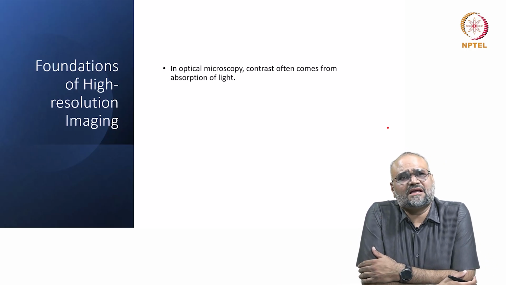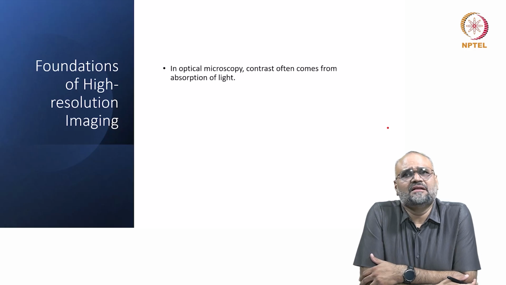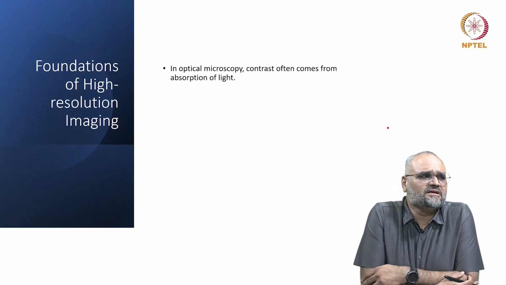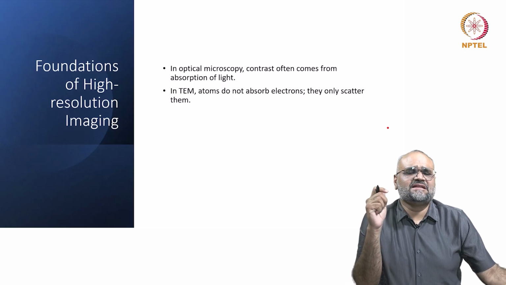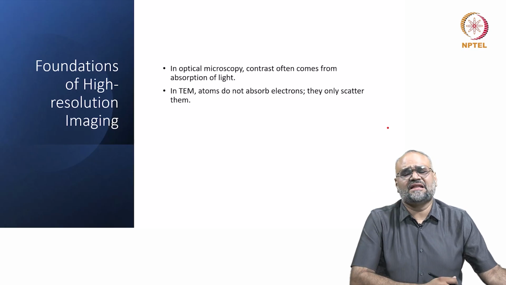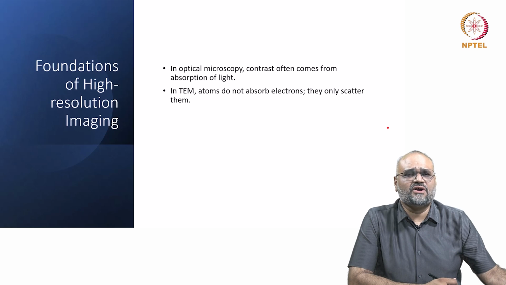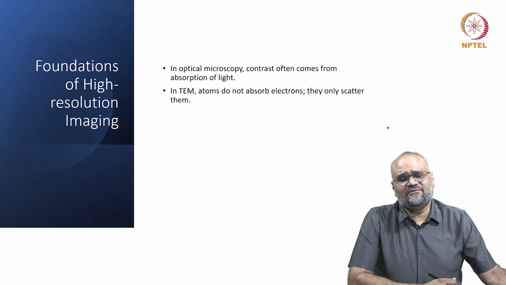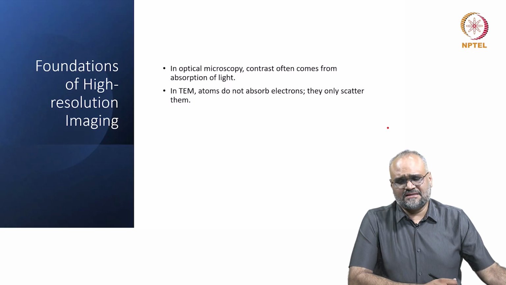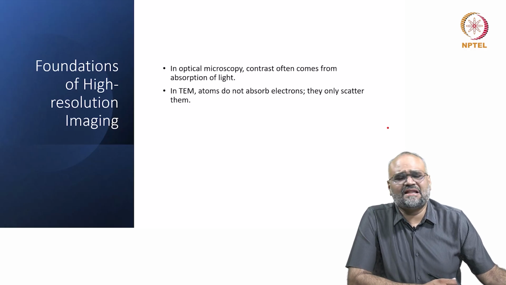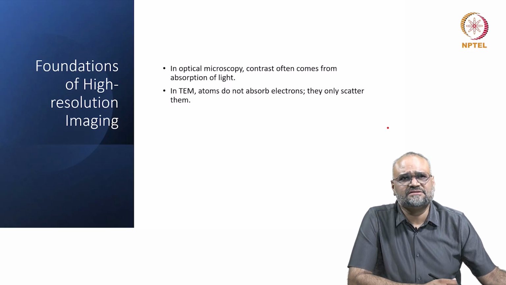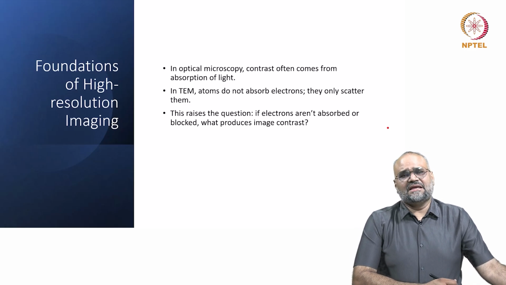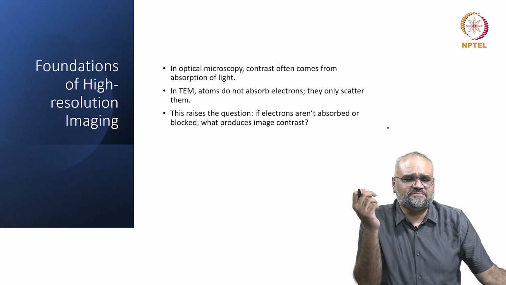Now, when it comes to the transmission electron microscope, do you actually have a similar interaction happening, is what we'll try to look at. So when the electron beam is being accelerated at very high voltages, that is around 200, 300 kilovolts, or even in the older days when the electron microscope was accelerated at 1.3 million electron volts, the velocities of electrons are so high that you have sort of an elastic scattering phenomenon, and there is not a significant fraction of absorbed electrons. So this raises the question, if electrons are not absorbed or blocked, what produces the image contrast?